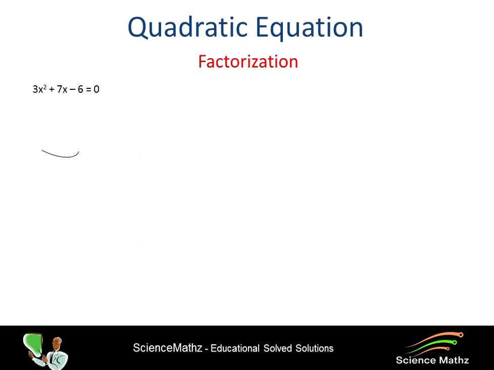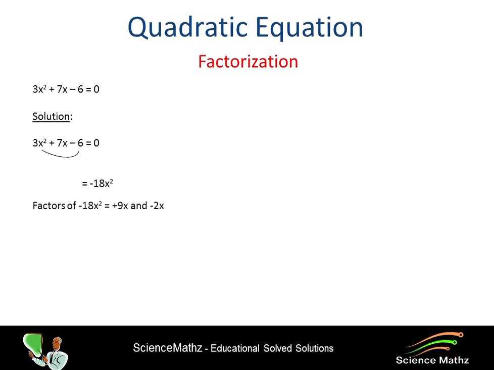Bringing down the equation, 3x squared plus 7x minus 6 equals 0. Now what do we do? The solution. We are going to multiply 3x squared by minus 6, and that gives us minus 18x squared. Now what do we do with this? Using the factorization method, we are going to look for the factors of minus 18x squared.